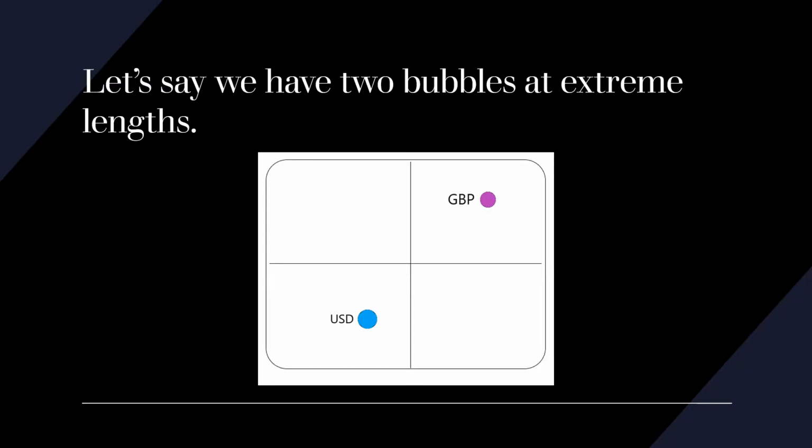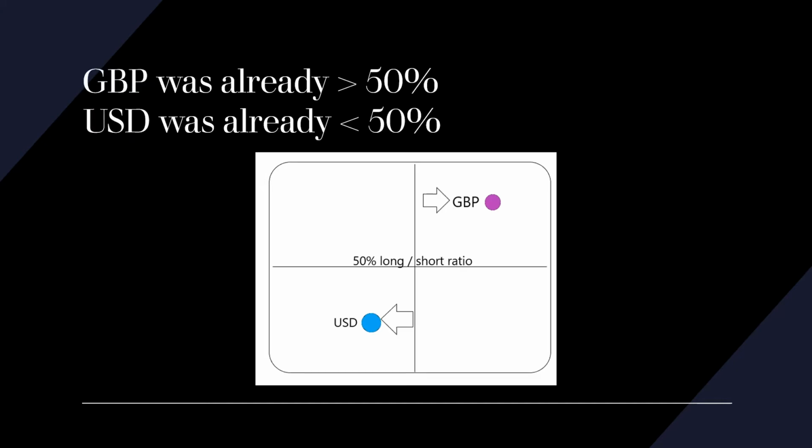Let's say we have two bubbles at extreme lengths. So we get a value between the two. It's a distance over time. So it should be quite straightforward. The pound was already above 50%, so it tells us they were long. USD was already below 50%, so it tells us they were short.